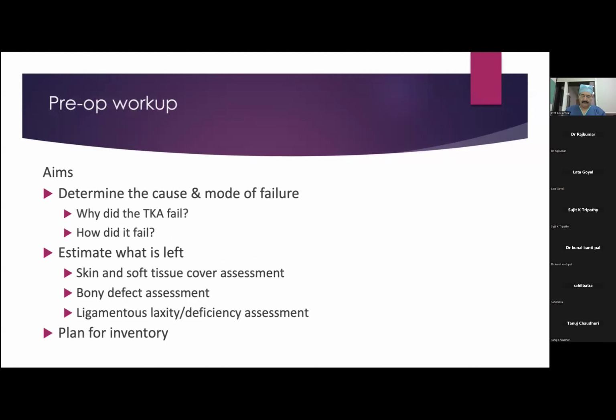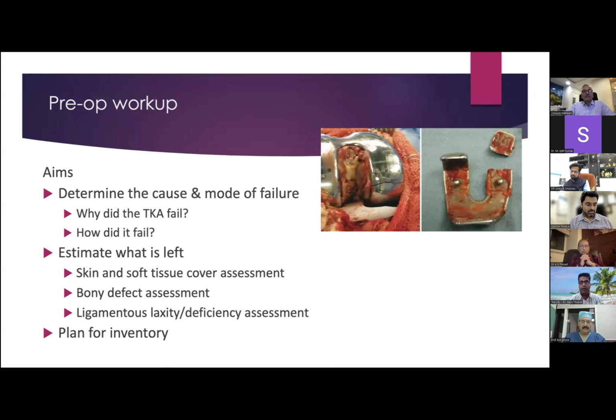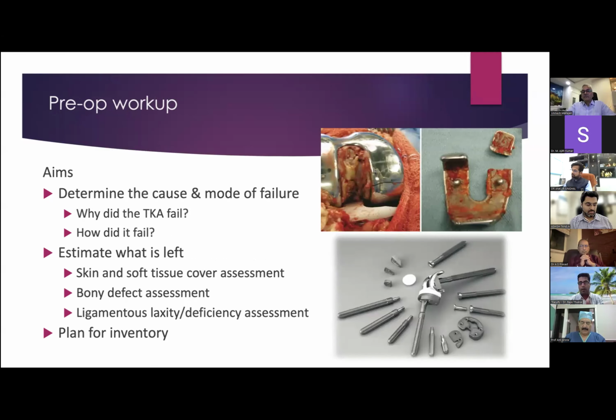So for a good pre-op workup, the aim basically is first to determine the cause and the way that the TKR has failed. What is left behind? The skin, the soft tissue cover, the bony defects, the ligamentous deficiency, and then plan your inventory accordingly. Sometimes you get odd cases like this. Of course, this is a very rare one.